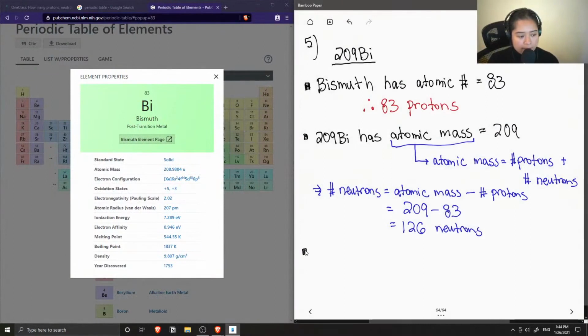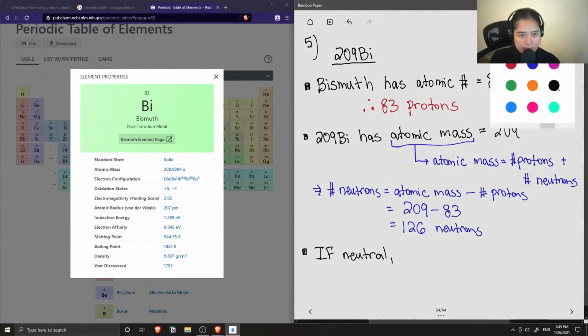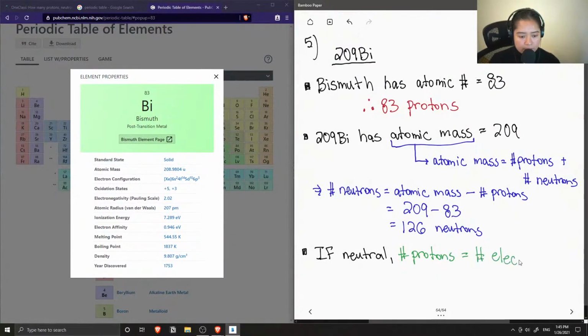Okay, and lastly, we need to find our number of electrons. So if we have a neutral atom, we know that our number of protons must be equal to the number of electrons. So since we have 83 protons, that means that we also have 83 electrons.